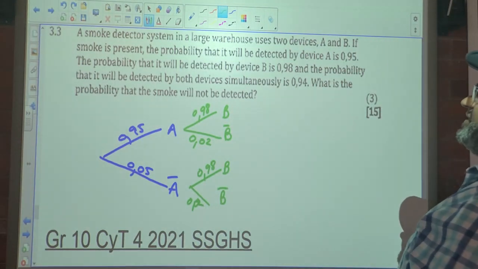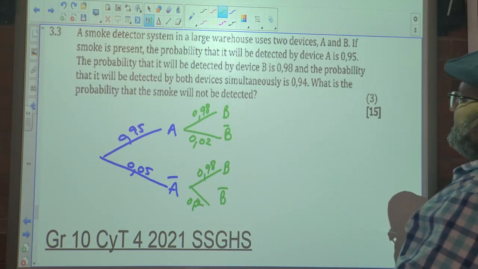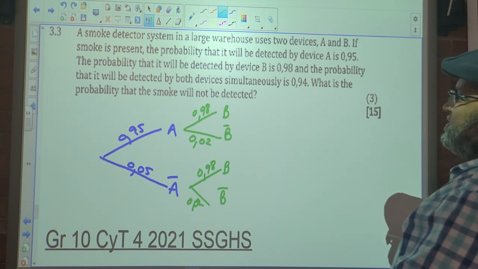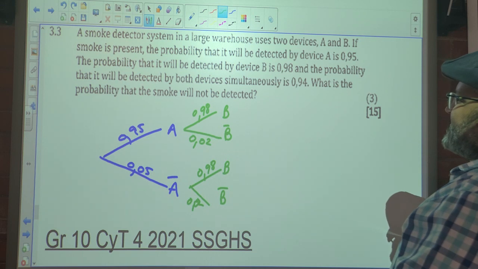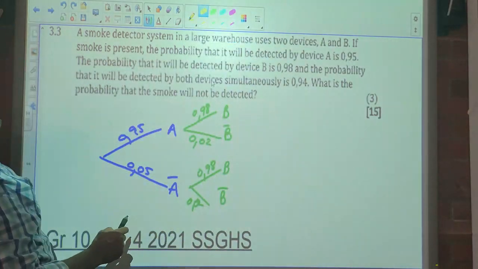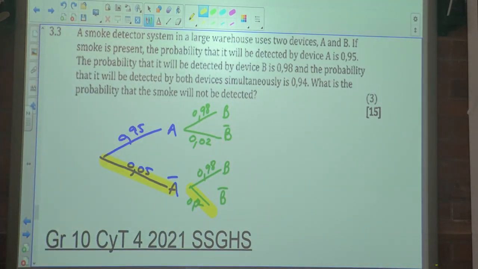The probability that it will be detected by both devices simultaneously is 0,94. What's the probability that the smoke will not be detected? In other words, for it not to be detected, it's going to follow that branch. It's not going to be detected by device A and device B.